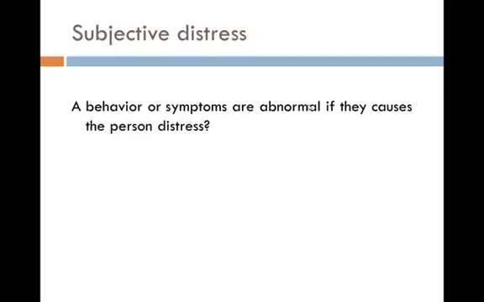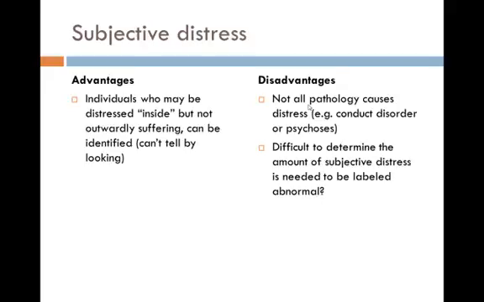So when we talk about subjective distress, we're looking at a person's behaviors or symptoms, and we're determining the extent to which they are abnormal, and we're also trying to understand what are the causes of a person's distress. So with subjective distress, when you think about some of the advantages and disadvantages, one of the advantages is that individuals may be under distress on the inside, but they may not show distress on the outside. And so you can't always tell by looking.